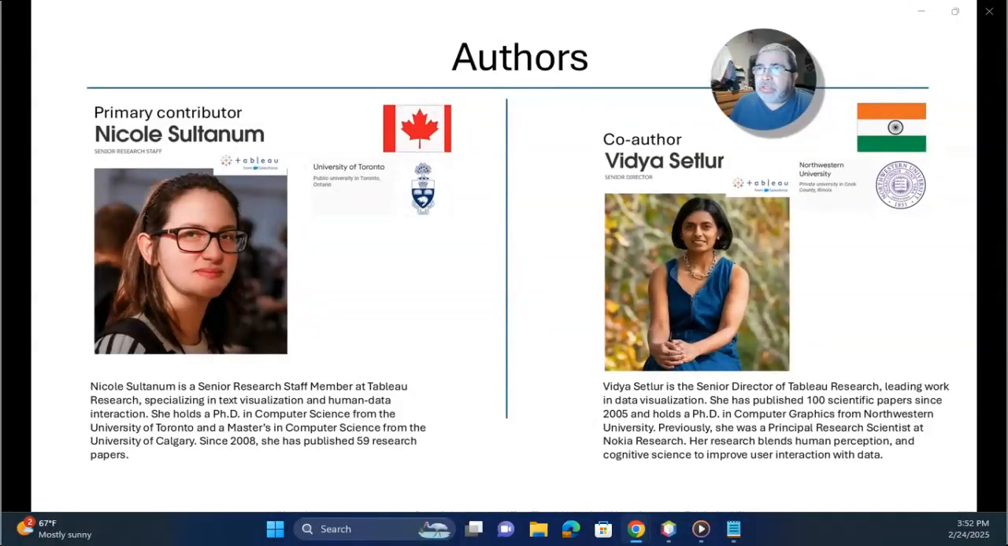So Nicole Sultanum is the primary researcher, partnered with Vidya Setlur, who is the co-author. Then I found out that Vidya is the boss of Nicole. Of the research that we're going to see, Vidya put the seed, the primary research that opened up a chapter for others to research. And in this research, Nicole is expanding on previous work that Vidya, her boss, presented previously. Vidya is from Northwestern University.